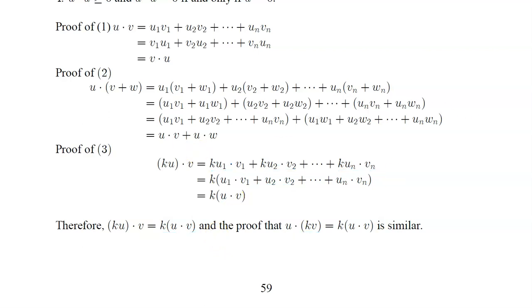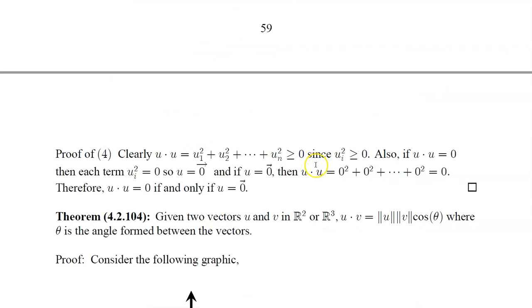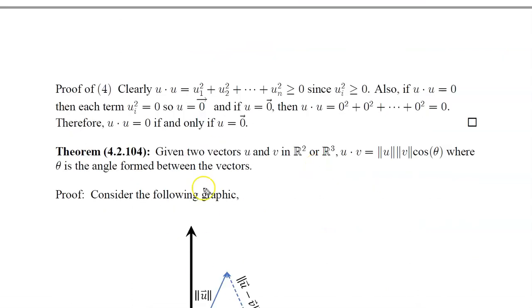And then the proof of number 4. Just notice that u dot u, u dotted with itself, is this quantity right here. It's u1 squared plus u2 squared plus dot dot dot all the way out to un squared. Now, of course, this term is going to be bigger than or equal to 0 because every ui squared is bigger than or equal to 0. So, of course, u dot u has to be bigger than or equal to 0.